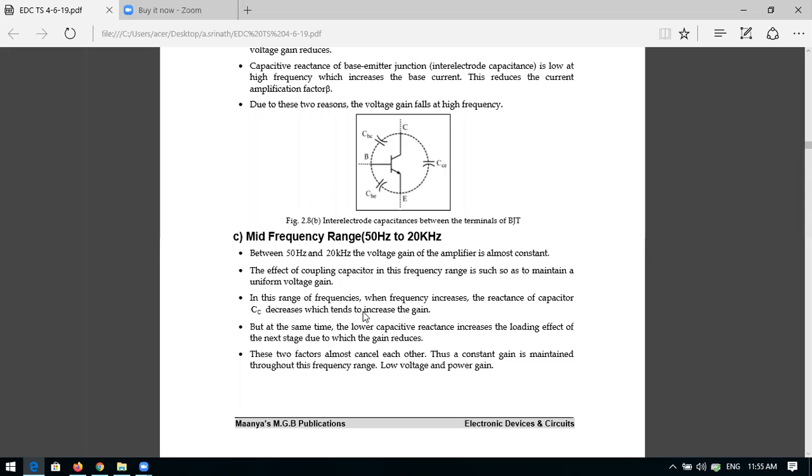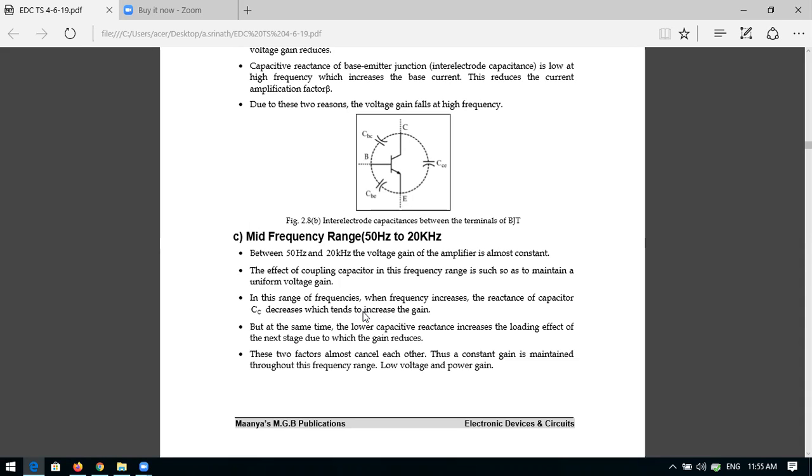For example, if you consider 50 Hz to 10 kilohertz, the frequency is lower, which means Xc is more. For 10 kilohertz to 20 kilohertz, the frequency is more, so Xc is less. So in the first case Xc is more, in the second case Xc is less. Like this, they will cancel each other, so that the voltage gain is maintained constant. Is it clear?